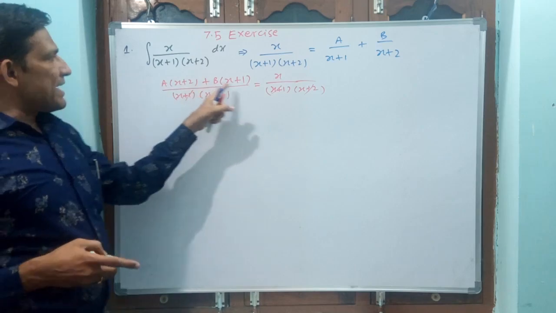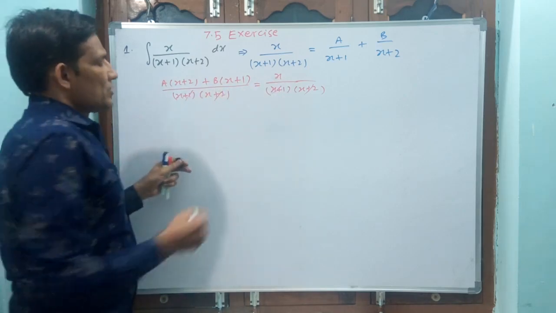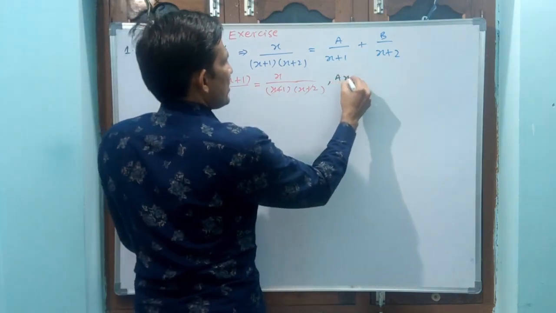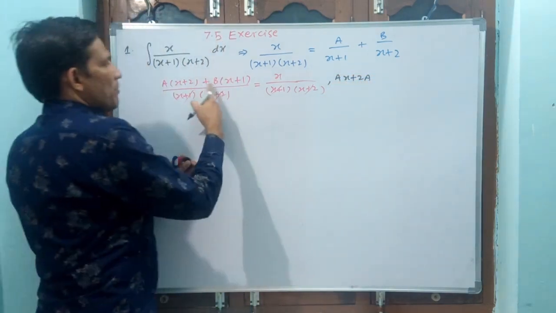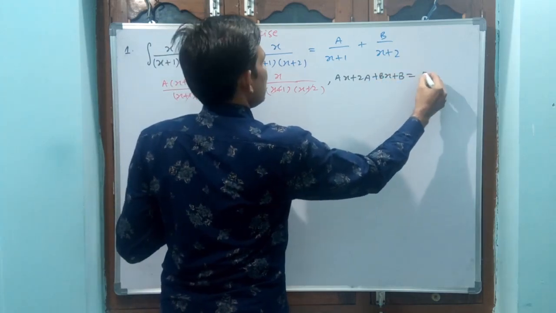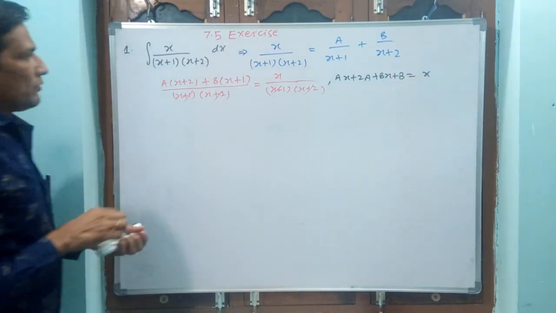Now you see, you expand this and equate it. See how I am expanding. Comma I am putting ax plus 2a, bx plus b is equivalent to x. Okay.